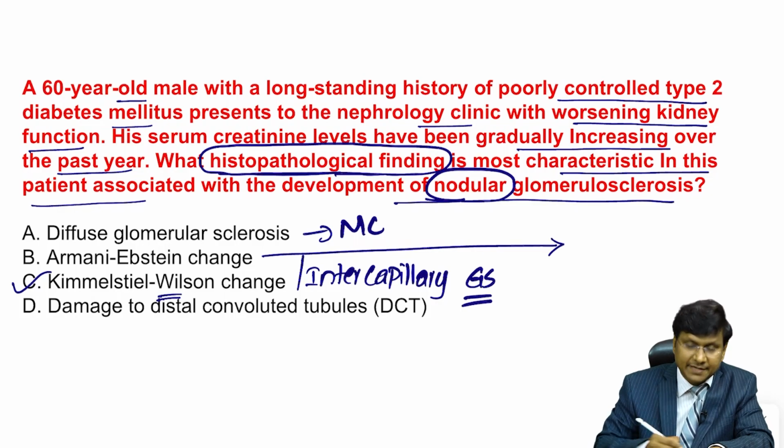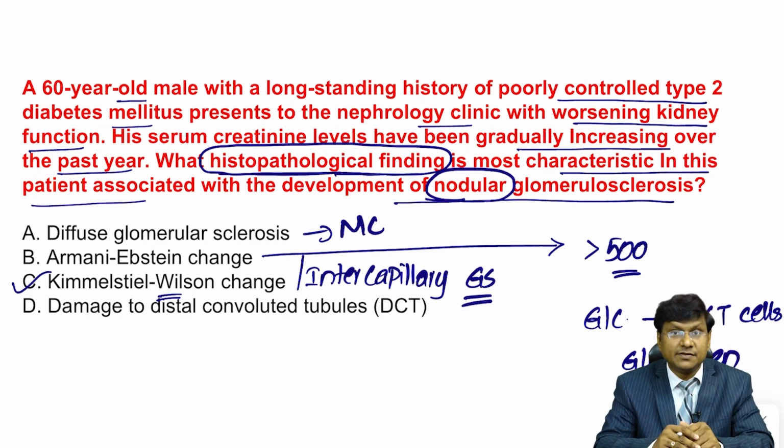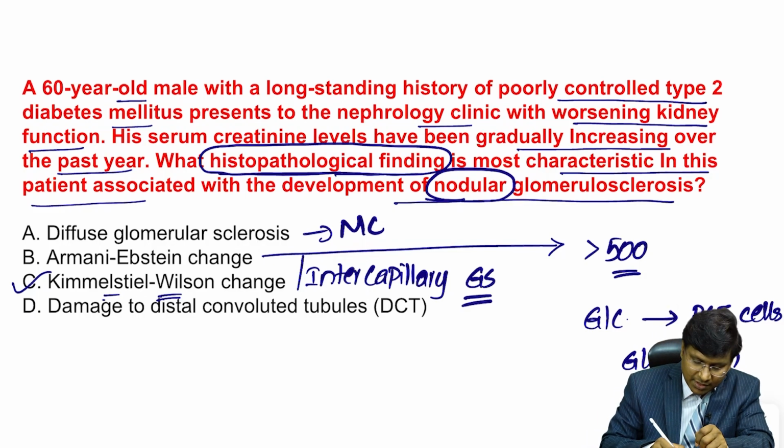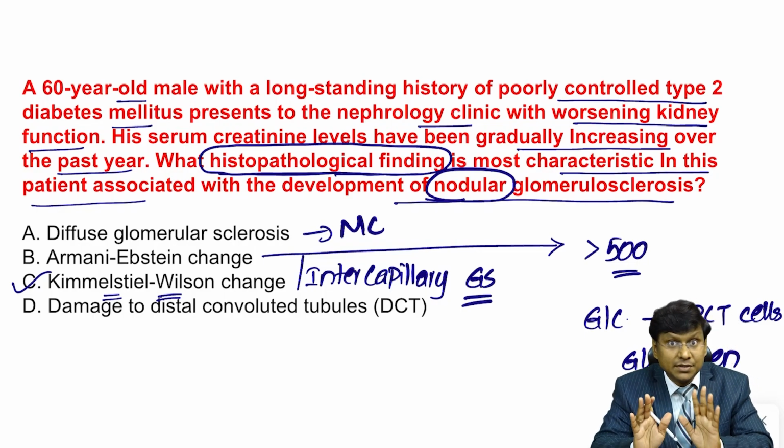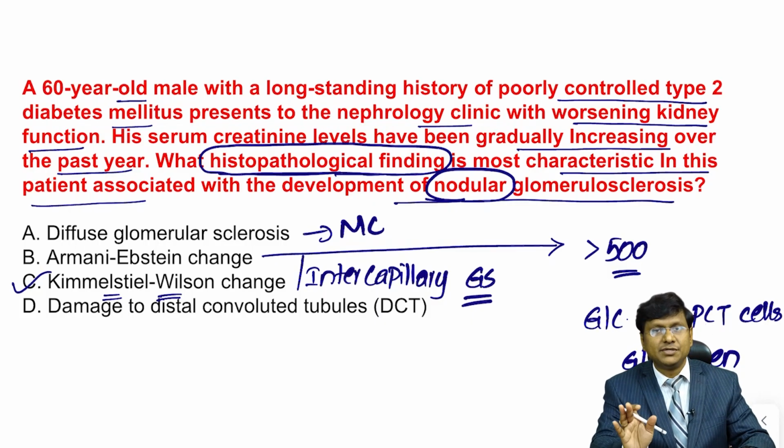Then what is this Armanni-Ebstein change? Armanni-Ebstein change is that when the blood glucose levels are more than 500 milligrams per deciliter, then the glucose gets accumulated within the PCT cells in the form of glycogen. So that is what is called the Armanni-Ebstein lesion, right? So this is about your answer of nodular glomerulosclerosis, which is nothing but your KW lesion or the intercapillary glomerulosclerosis, all right?